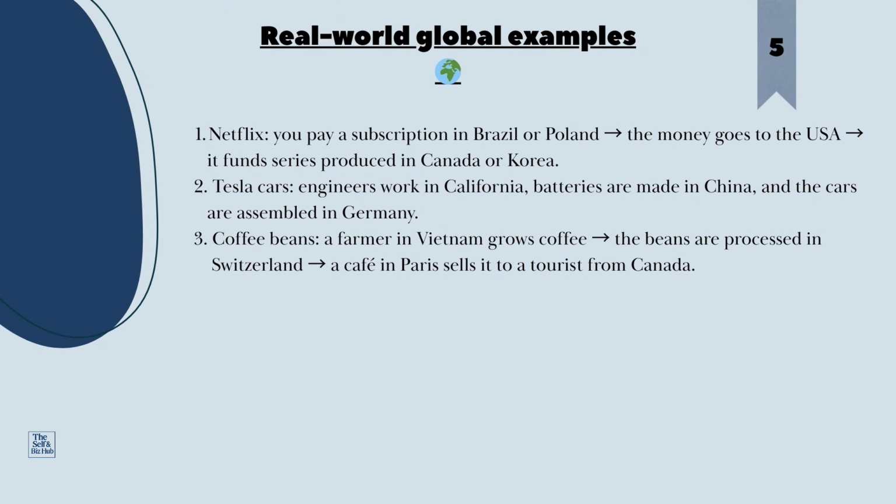Netflix. You pay a subscription in Brazil or Poland. The money goes to the USA. It funds series produced in Canada or Korea. Tesla cars. Engineers work in California, batteries are made in China, and the cars are assembled in Germany. Coffee beans. A farmer in Vietnam grows coffee. The beans are processed in Switzerland. A cafe in Paris sells it to a tourist from Canada.